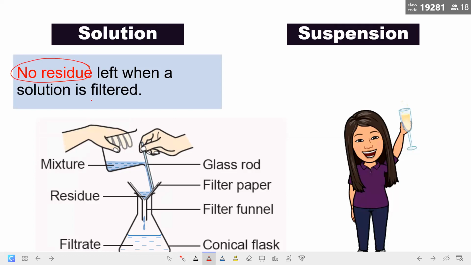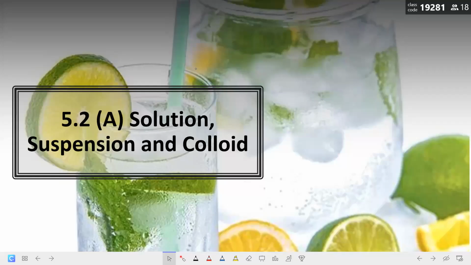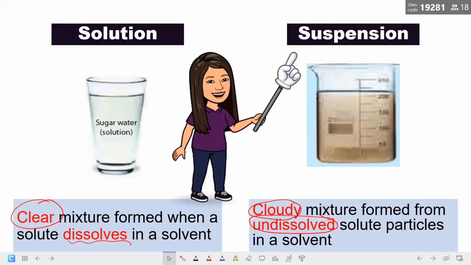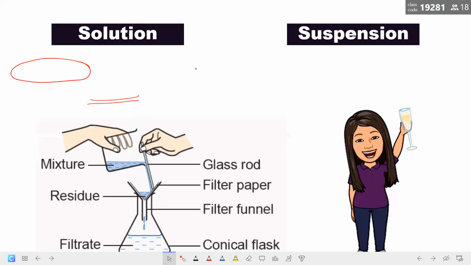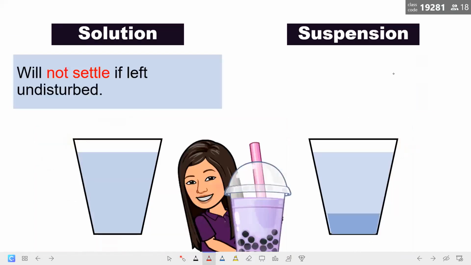For a solution, because it is already dissolved, there will be no residue. Nothing is left when I filter it, because it's all dissolved. However, for a suspension, there will be residue, because here the teacher has sand left, and I can filter that sand off. So these are some of the differences.